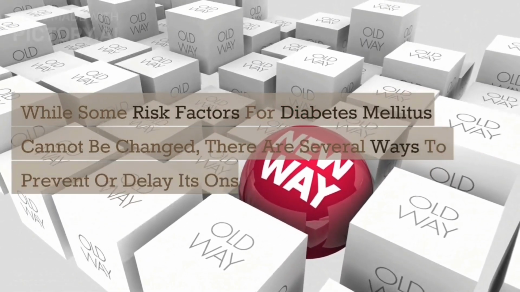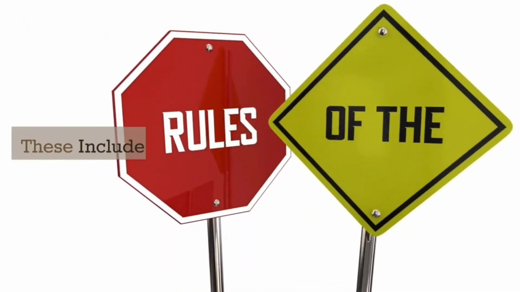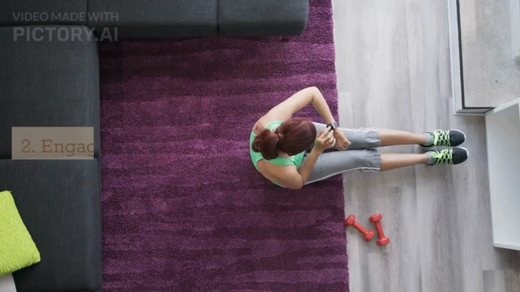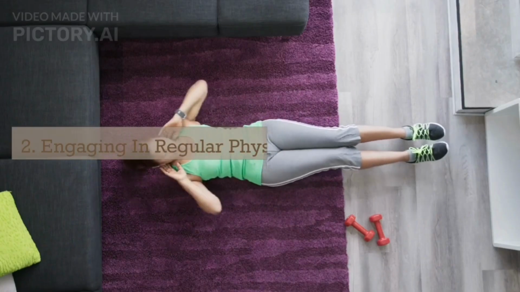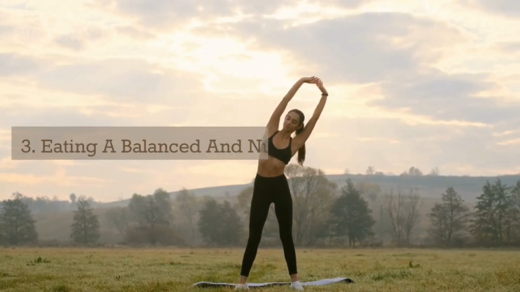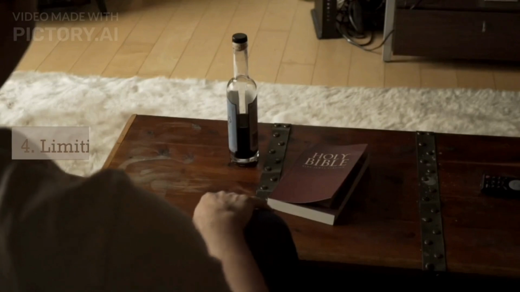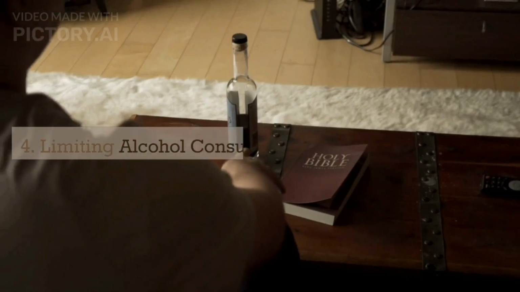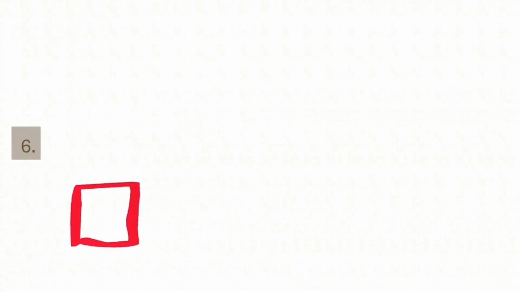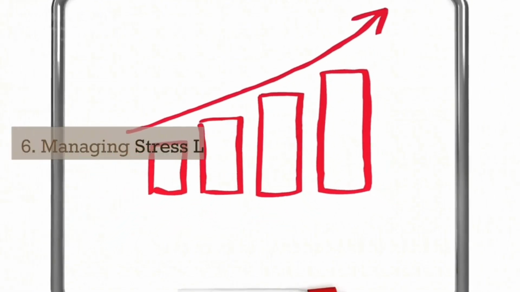Prevention. While some risk factors for diabetes mellitus cannot be changed, there are several ways to prevent or delay its onset. These include: 1. Maintaining a healthy weight. 2. Engaging in regular physical activity. 3. Eating a balanced and nutritious diet. 4. Limiting alcohol consumption. 5. Quitting smoking. 6. Managing stress levels.